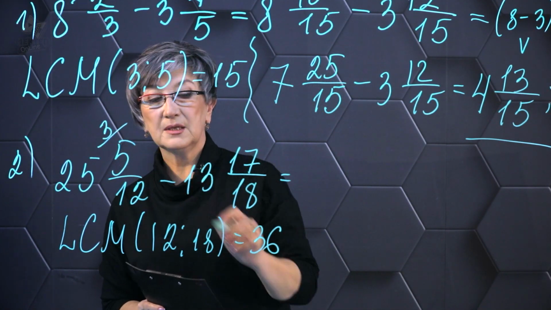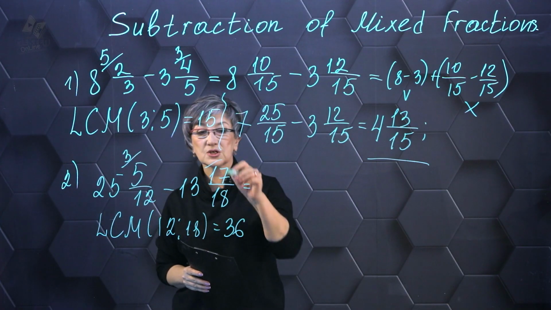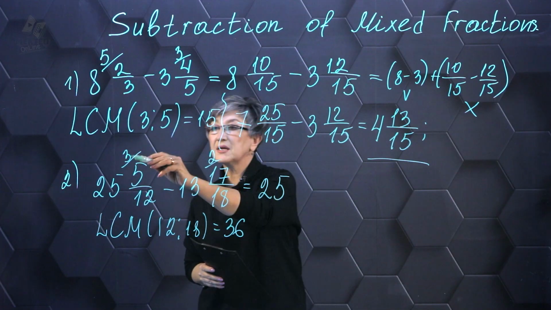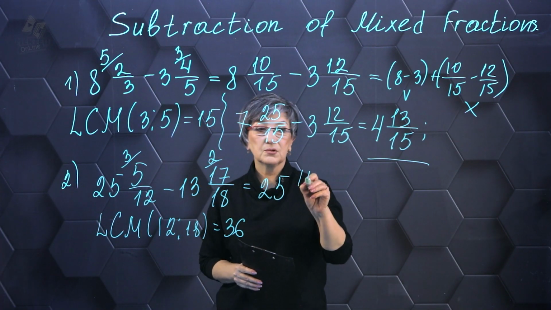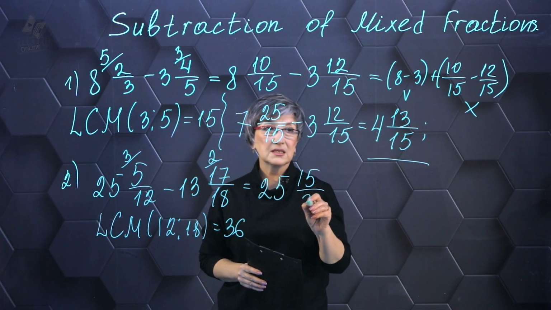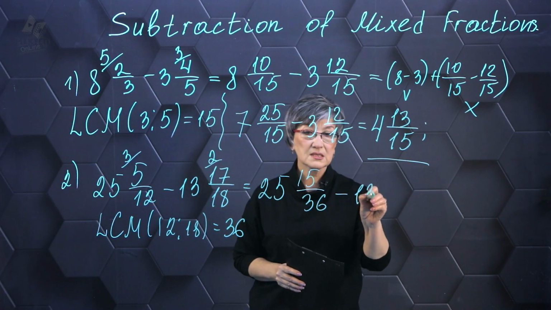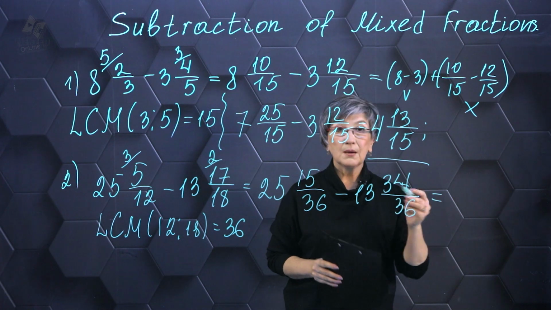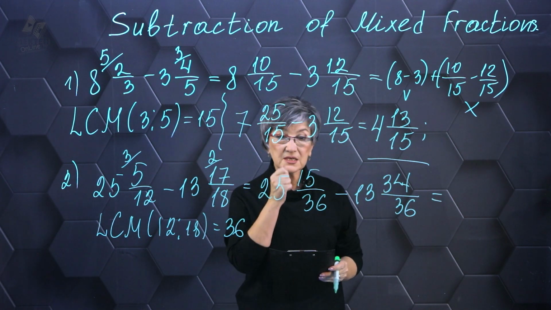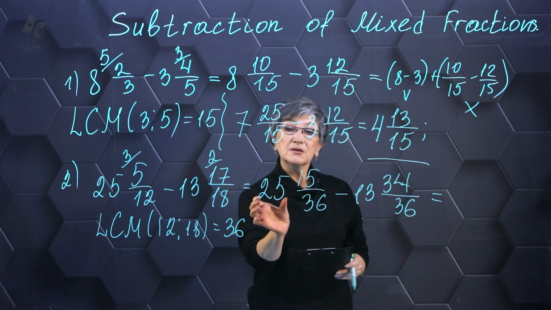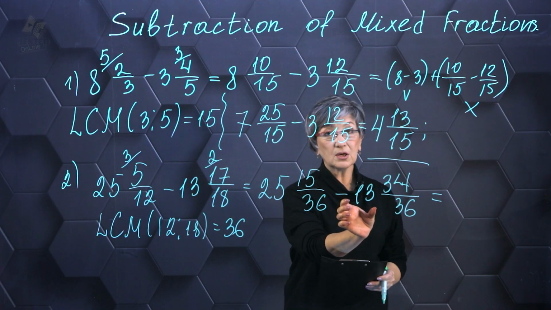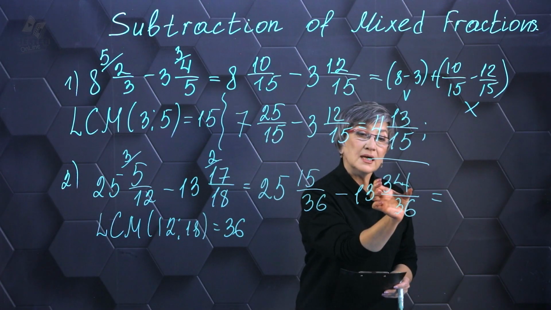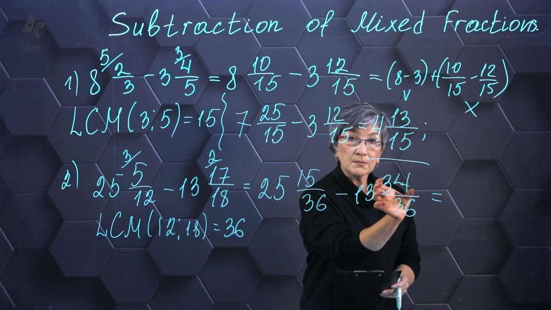The additional multipliers here are 3 and 2: 36 divided by 12 is 3, 36 divided by 18 is 2. The result is 25 whole, 3 times 5 would be 15, over 36. Minus 13 whole, 34 over 36. You note, again, I always check. 25 minus 13, all right, that would be 12, but from 15, we can't take 34 away.